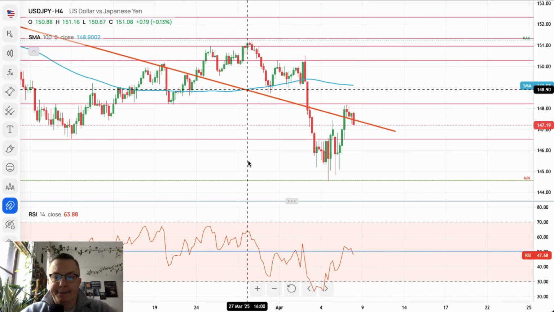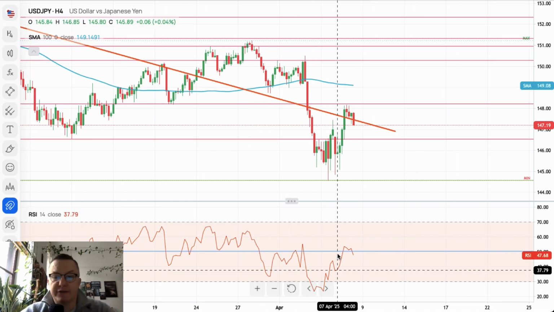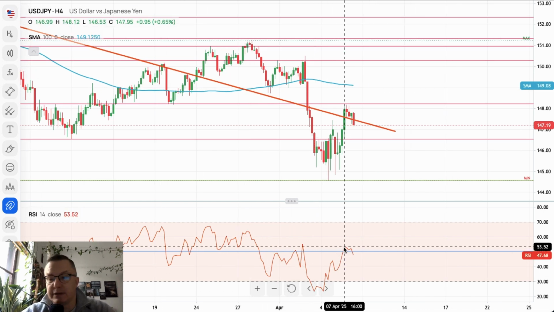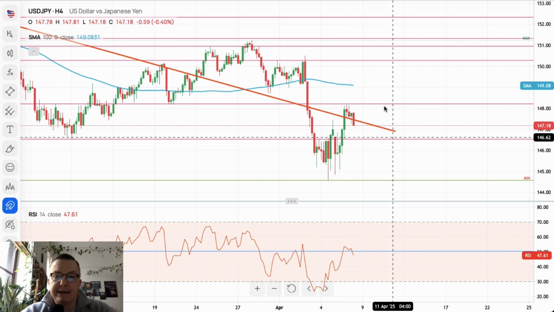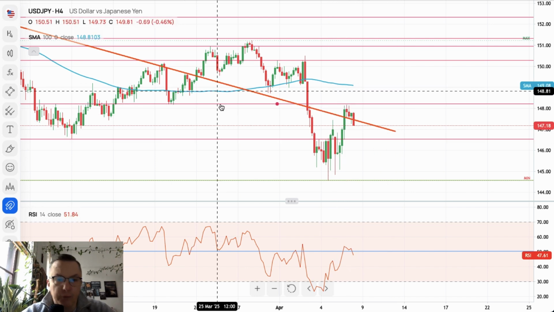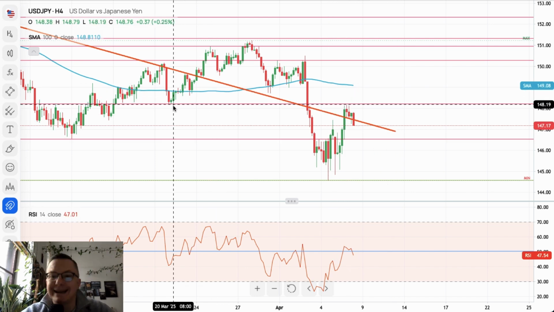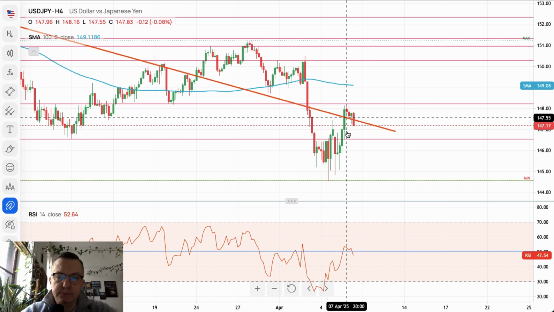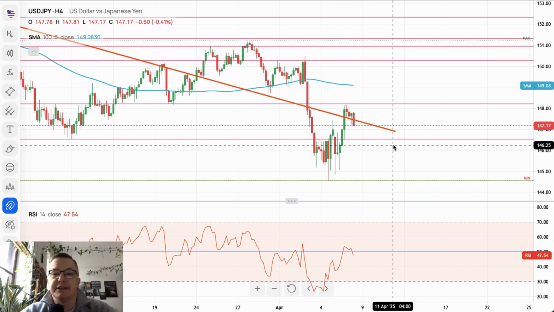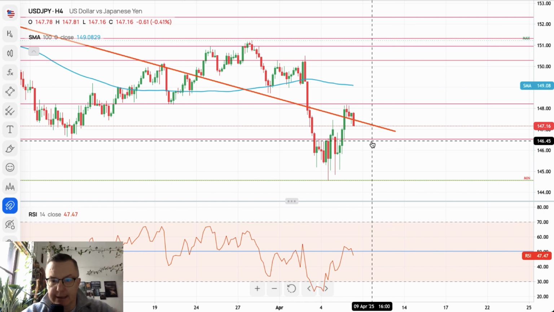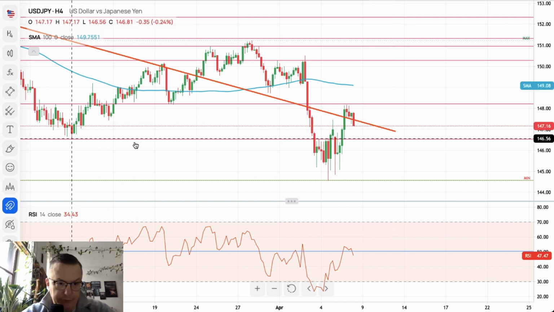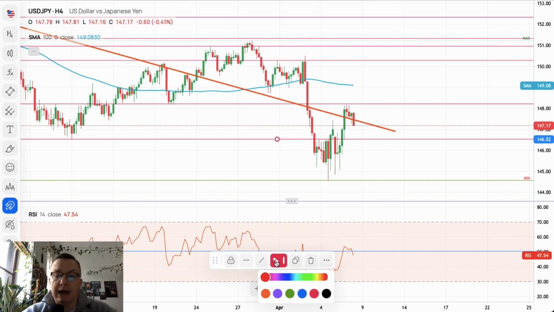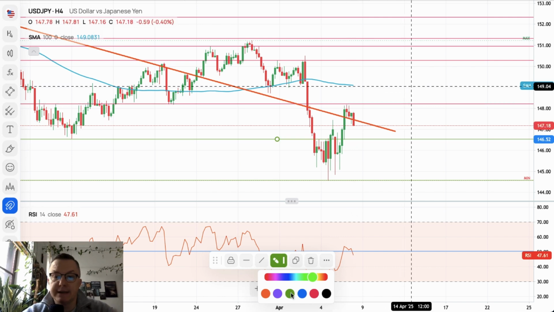On a 4-hour time frame chart, we even broke above the level of 50. 53 was the highest level. However, 148.19 was the technical resistance that put a cap on the rally. And the market is reversing right now. It's even below the trend line whatsoever. Nevertheless, 146.56 will act as the technical support, so that's quite nice.